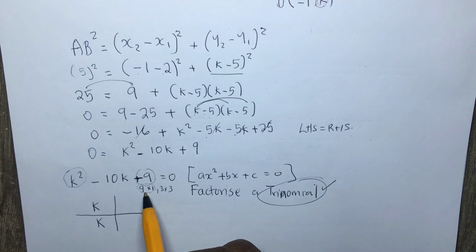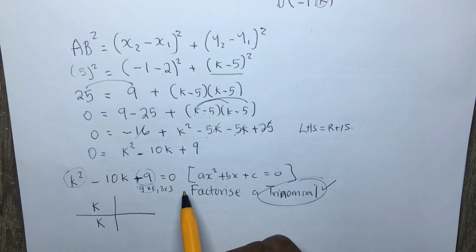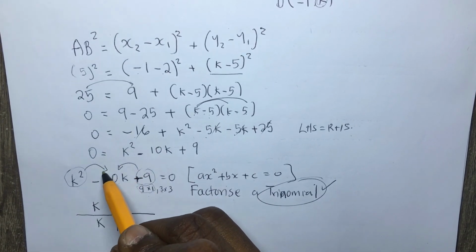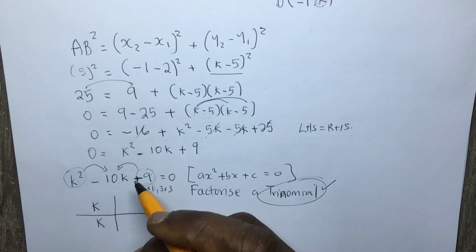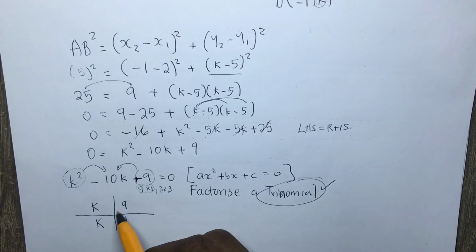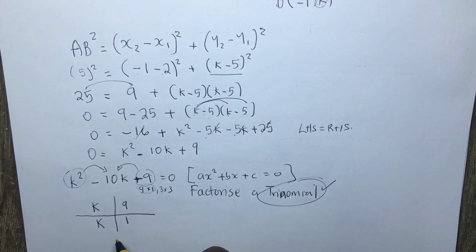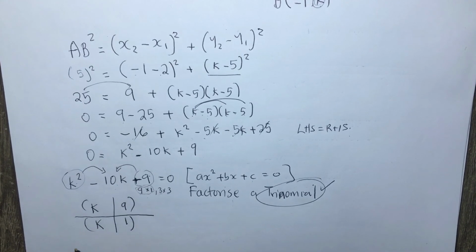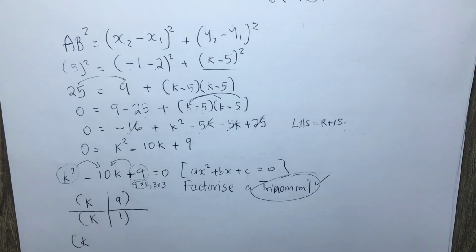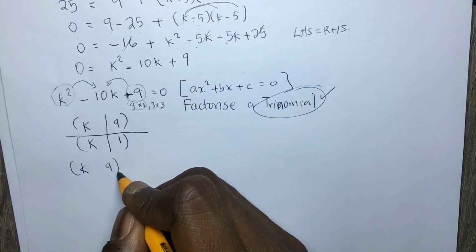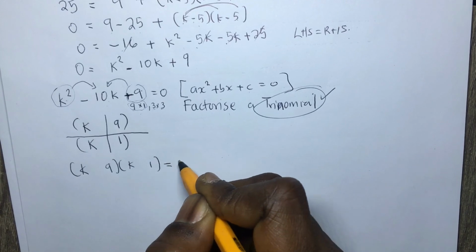9 and 1. If I add 9 and 1, these two factors, they're going to give me 10. These two, if I add them up together, they will give me a 6. Remember, we use the product of the first term and the last term to get the middle term. So in this case, I'm going to choose 9 and 1. And then you can actually do cross multiplication and see it, but we're not gonna do that. I'm just gonna go ahead and say these are my brackets: k and 9 and k and 1 equals to 0.